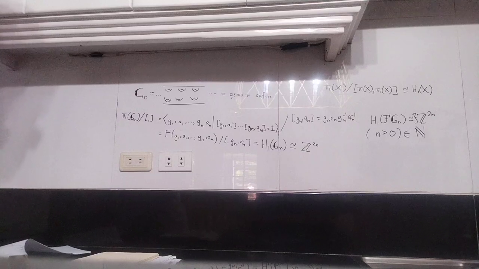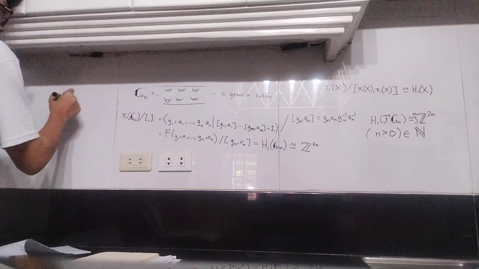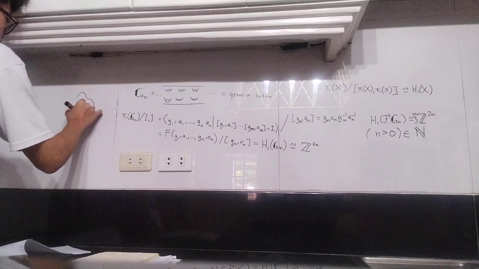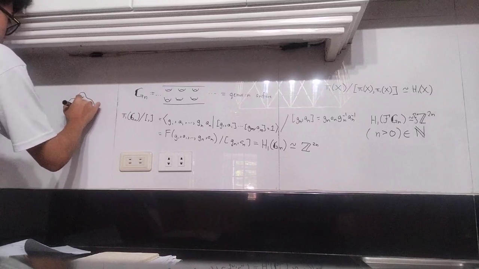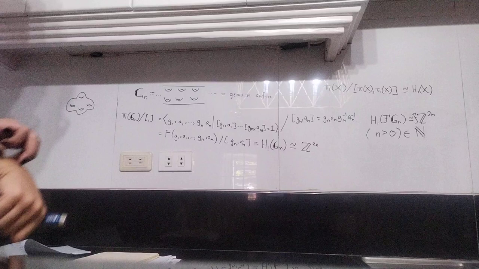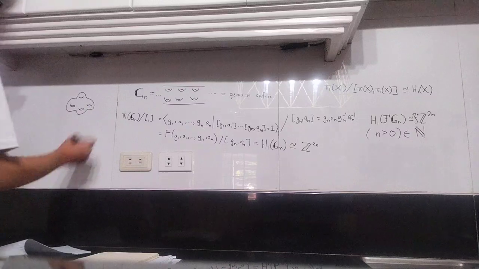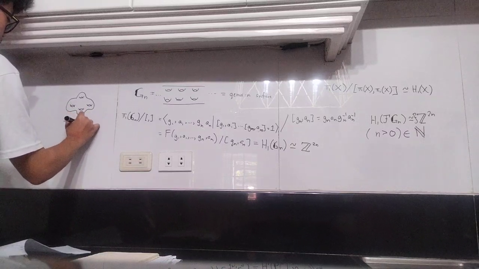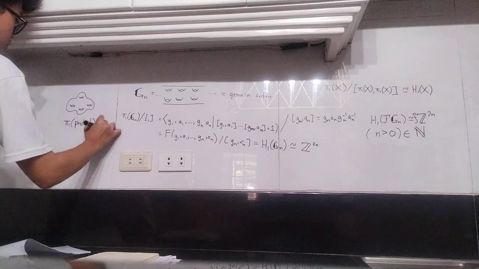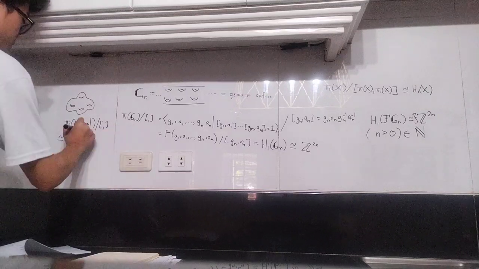Now, another example is if I have, let's say, a regular pretzel. So I have a pretzel. That would be something that's homeomorphic to a four-hole torus. The pretzel. What is the genus? What is the fundamental group of the pretzel? Well, we have four holes here, so it means it's a genus 4 surface. So that would be pi 1 of the pretzel mod, you know, the commutator subgroup. That would be isomorphic to Z to the 2 times 4, which would be 8. So it's 8.